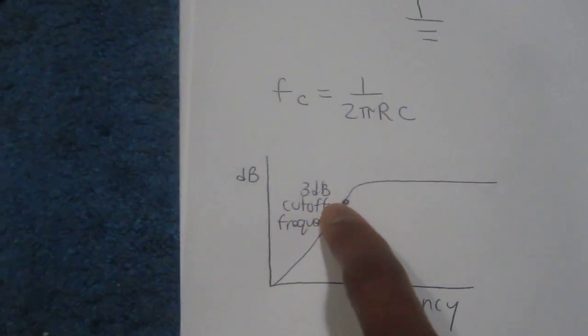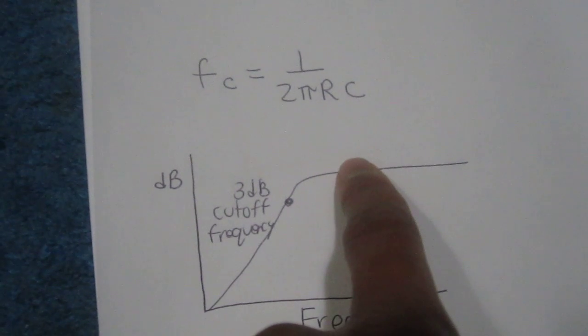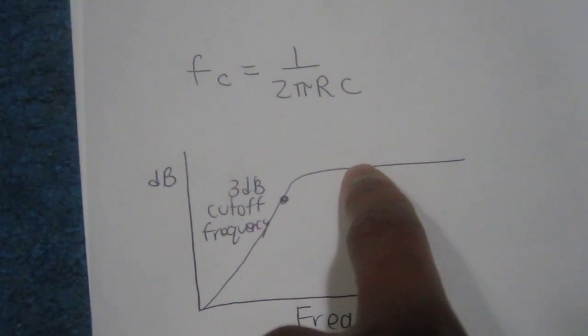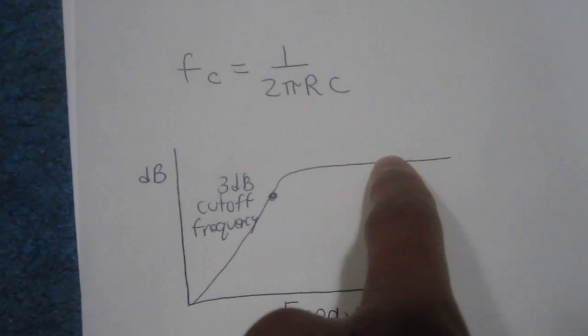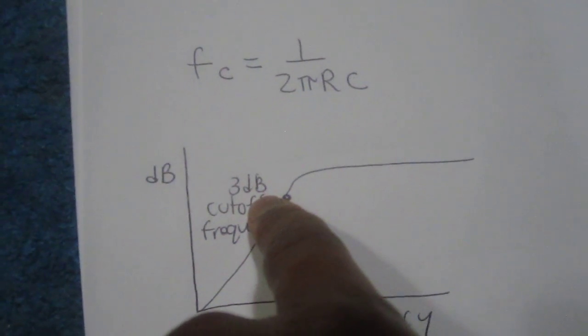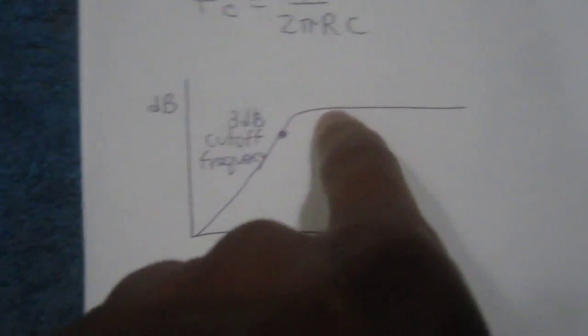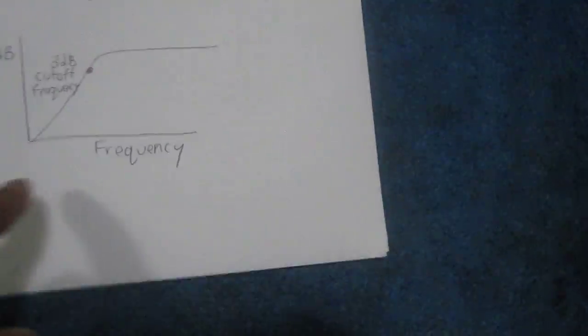Once you reach the 3 dB cutoff point, the signal is only 3 dB lower than the peak amplitude signal that you'll see later on. And if you think of 3 dB, that's around 0.7 of the peak amplitude. That's what 3 dB represents. So now let's go to the circuit.